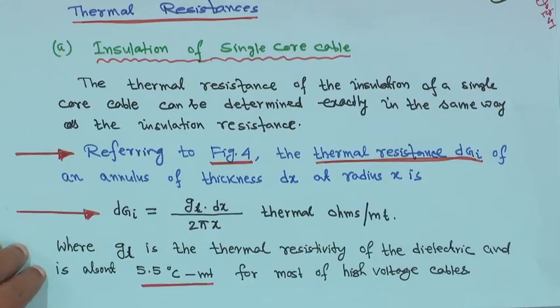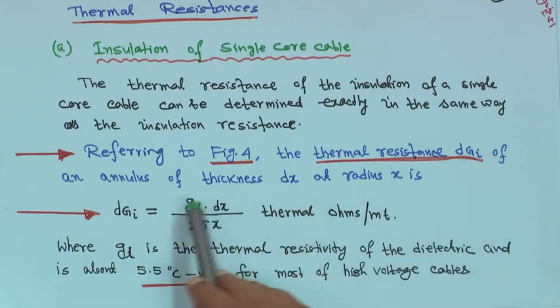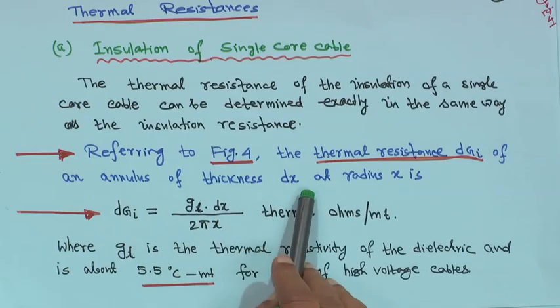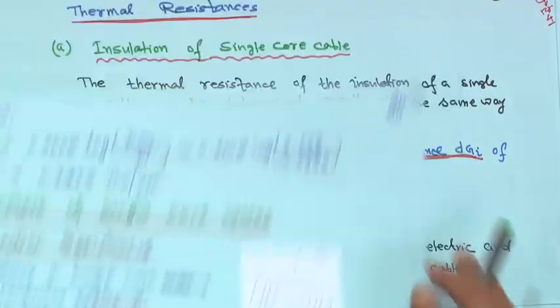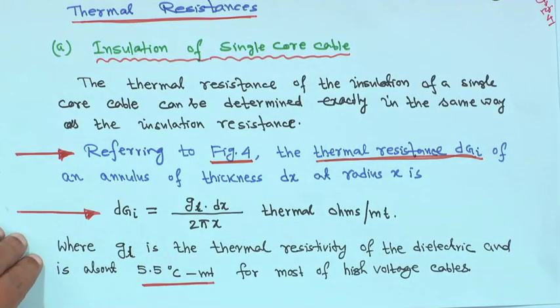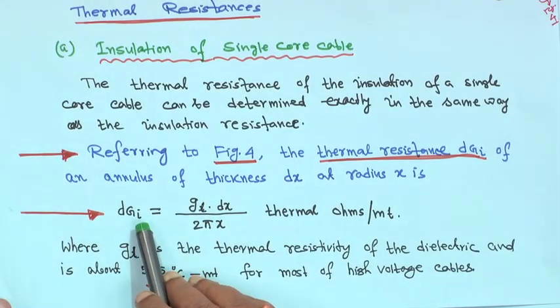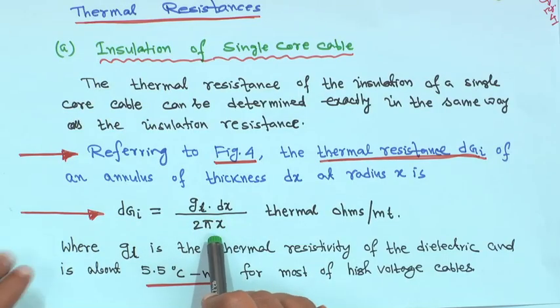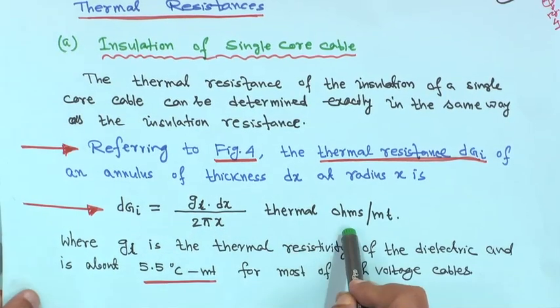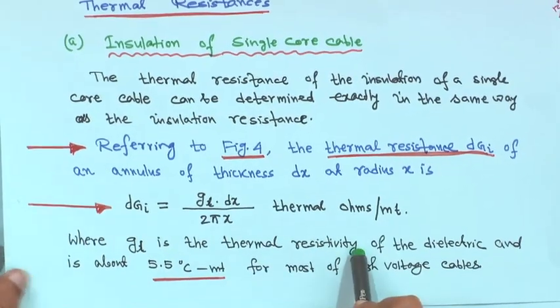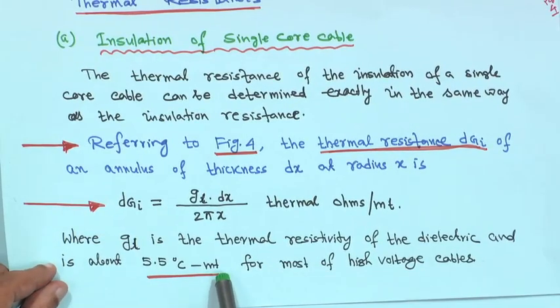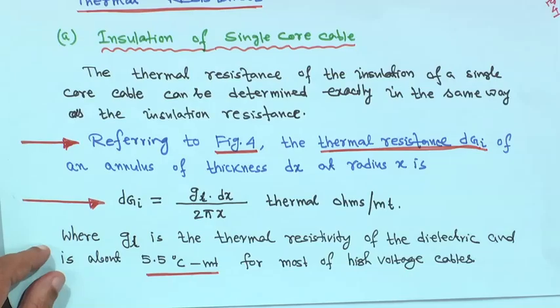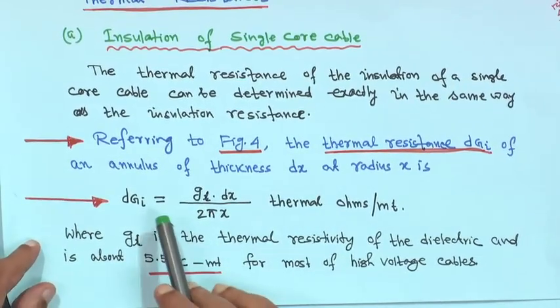So, the thermal resistance dGi of an annulus of thickness dx at radius x can be written as GL into dx upon 2 pi x. We represent it in thermal ohms per meter, where GL is the thermal resistivity of the dielectric, and its value is about 5.5 degree centigrade meter per watt for most of the high voltage cables. So, this is your thermal resistance.